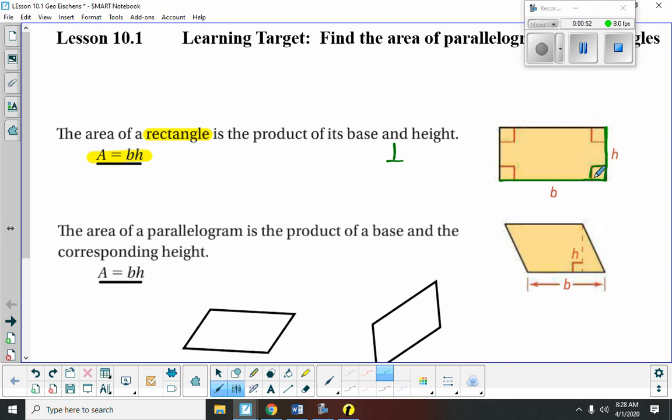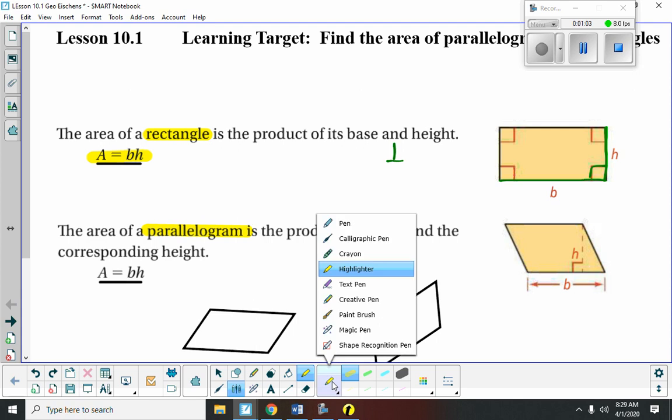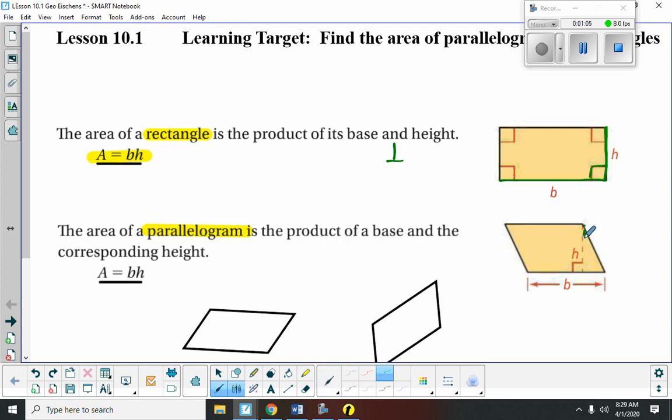The next one is the area of a parallelogram. The area of a parallelogram is also the product of the base and the height. And that's because if you look at this parallelogram right here, if you were to take this height, that makes a triangle. This would fit right over here, which would make a rectangle. So that's why it's the same formula, the base and the height. So again, the base and the height are always perpendicular to each other.